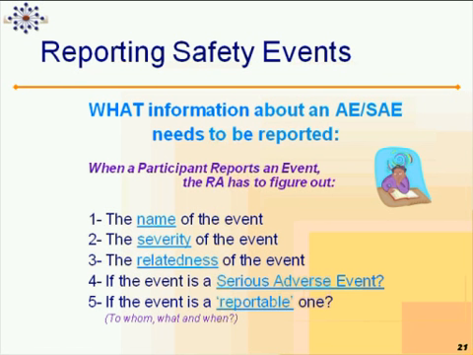Reporting safety events. What information about an AE or SE needs to be reported? When a participant reports an event, the RA has to figure out the name of the event, the severity of the event, the relatedness of the event, if the event is a serious adverse event, and if the event is a reportable one, and also to whom, what, and when.